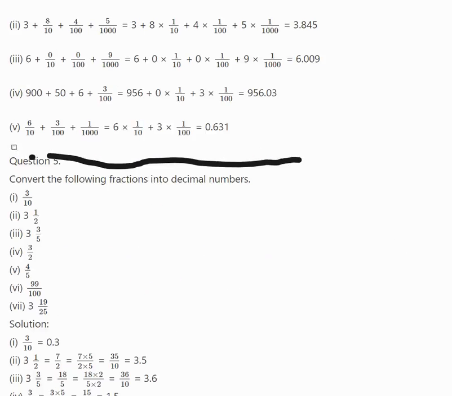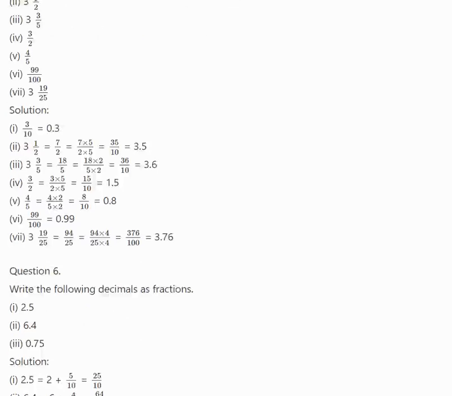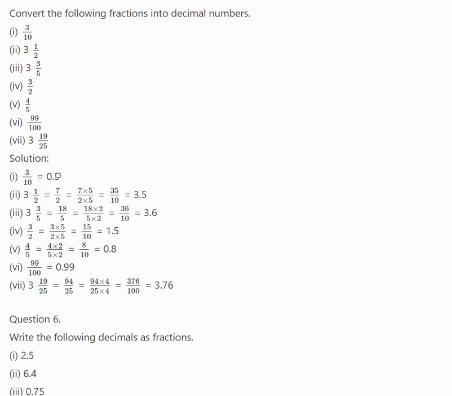Question number 5. Convert the following fractions into decimals. Fractions are given. How to write in a decimal part? 3 divided by 10. In the denominator, we have 10. After a digit, you keep a decimal, 0.3. But here we have a fraction, so you convert this fraction to a decimal. Okay? Mixed number, convert it as a proper fraction first.